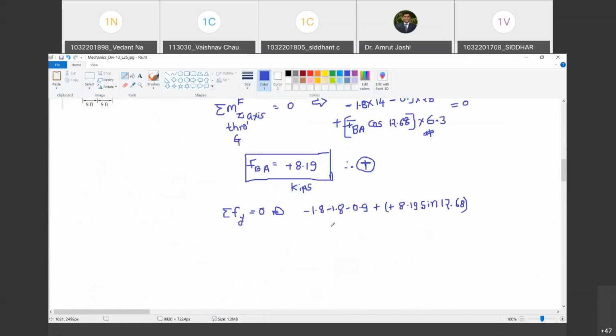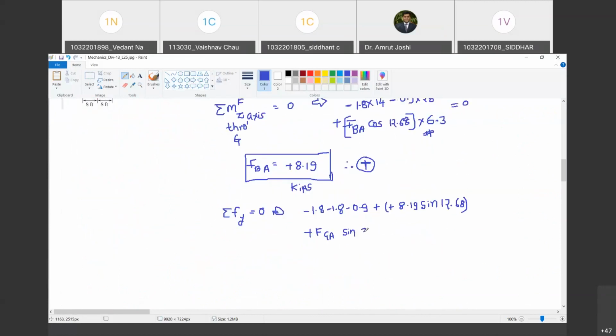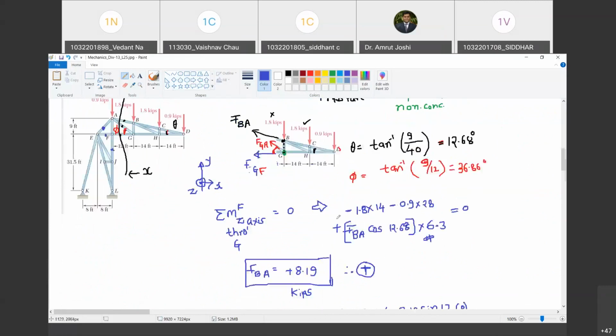And what is the vertical component of FGA? Plus FGA sine of phi. What is phi? Phi is 36.8. This must be equal to 0. There is no other force. FGF doesn't have a component.